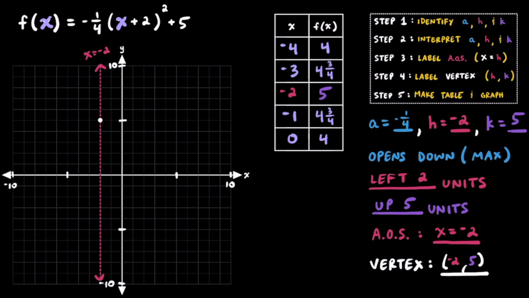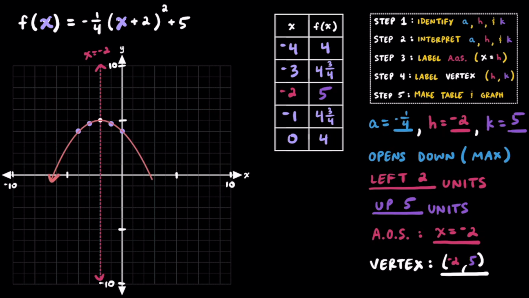Plotting the point -3, 4 3/4, that's right about here. And then the -1, 4 3/4 is going to be symmetrical on the other side, right around here. Then we have -4, 4, which is located over to the left. And then we have 0, 4, which is our y-intercept, and we'll put that equidistant on the right. Drawing a smooth curve through each of these 5 points.